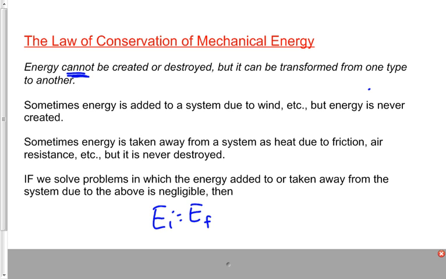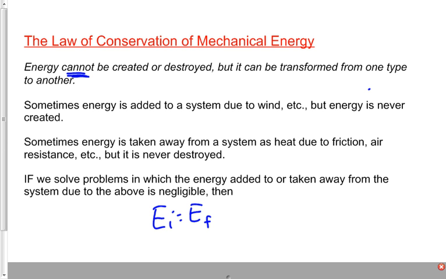Now, what are we going to do with that? How are we going to turn that into an actual legitimate way to solve a problem? We're going to identify what kind of energy you have at the beginning, and what kind of energy you have at the end. There's only three kinds you can have, at least in Physics 20: kinetic, gravitational potential energy, and elastic or spring potential energy.